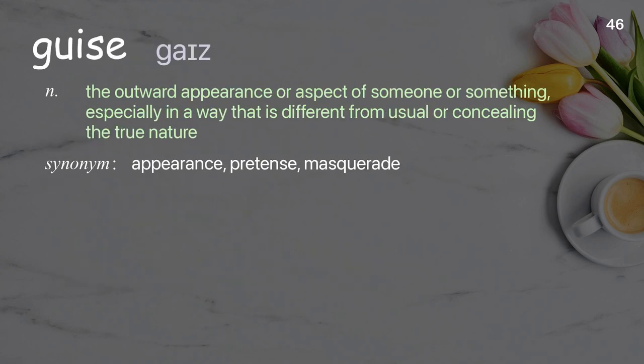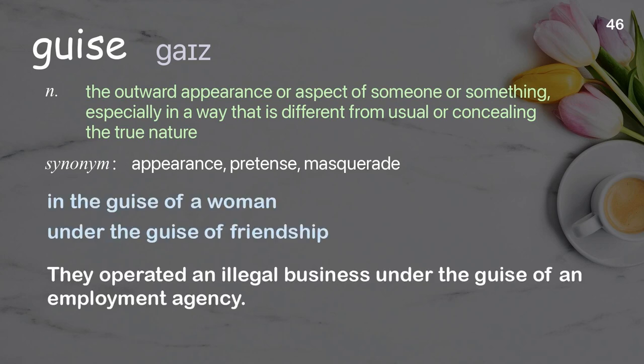Guise. The outward appearance or aspect of someone or something, especially in a way that is different from usual or concealing the true nature. Examples: in the guise of a woman, under the guise of friendship. They operated an illegal business under the guise of an employment agency.